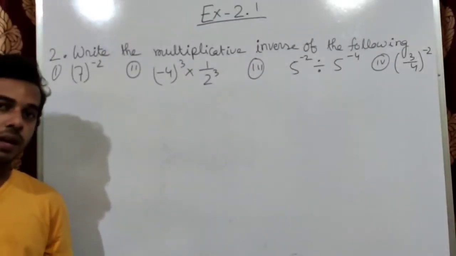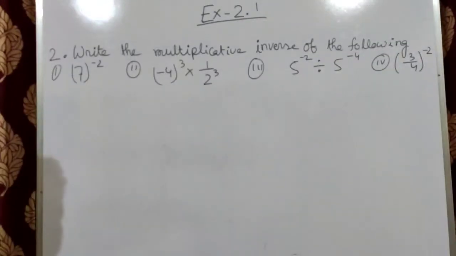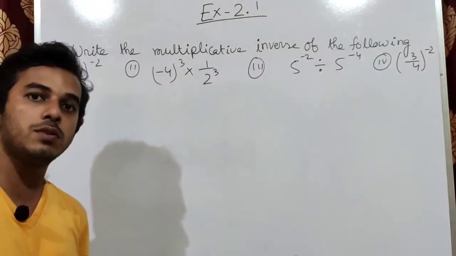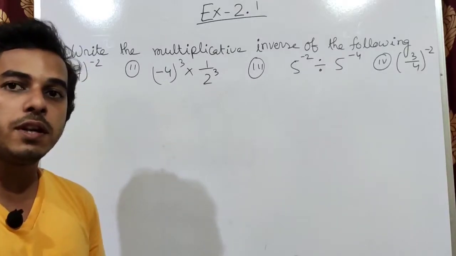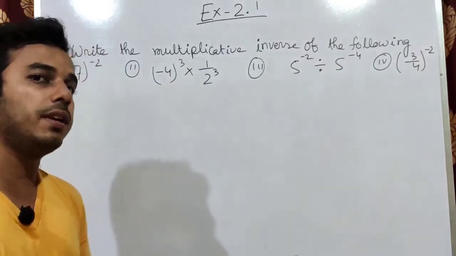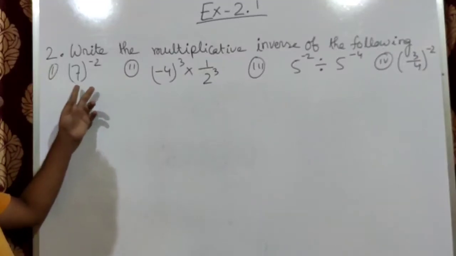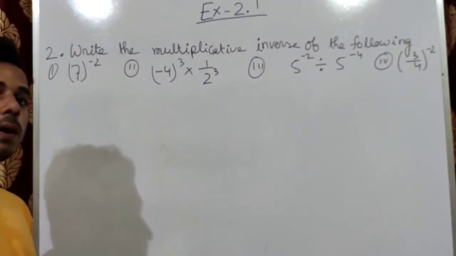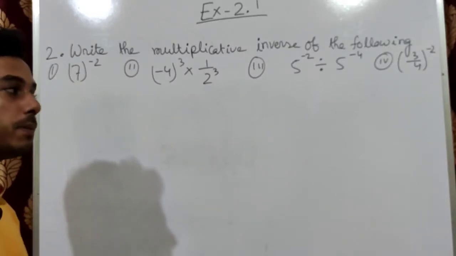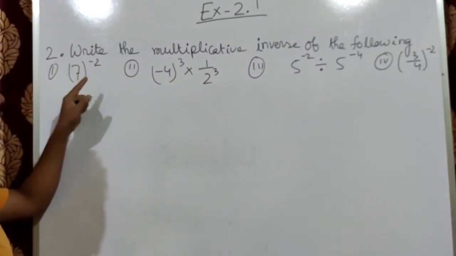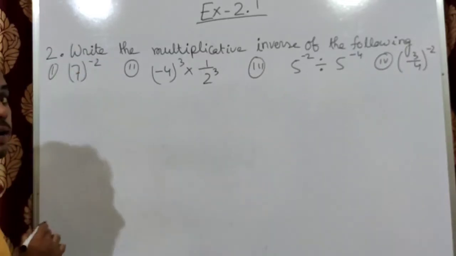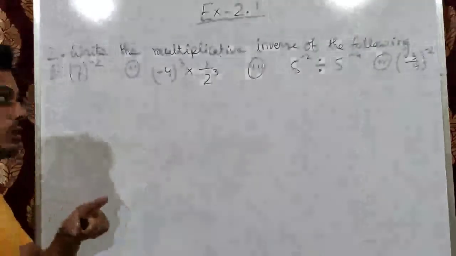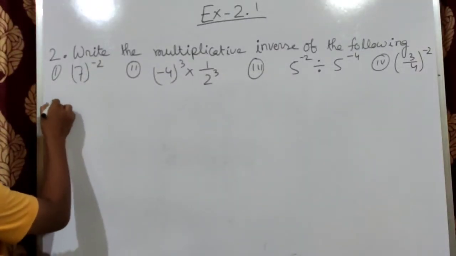So now we are here with our second question. The second question is: write the multiplicative inverse of the following. So multiplicative inverse we know is what? Multiplicative inverse of any number is its reciprocal. So let us solve. Here first question is 7 to the power minus 2. So before finding the reciprocal of 7 to the power minus 2, one thing we have to look at here is that the power is minus. So we know if we have power minus, one thing we have to do is express it in the form.